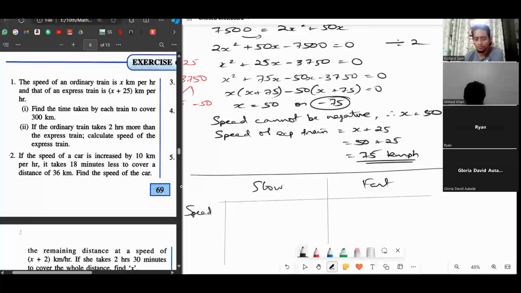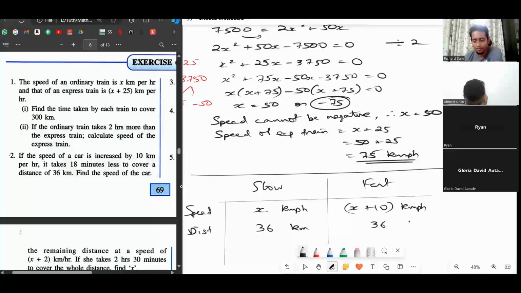Slow speed is x kilometer per hour. Fast speed? X plus 10 kilometers per hour. Yeah, because the speed is increasing by 10, which means to the x you have to add 10. Okay, so the fast speed is x plus 10 kilometer per hour. Next, what's the distance? 36. In this it is 36. And then time. So 18 minutes.